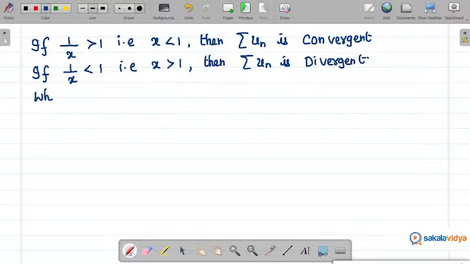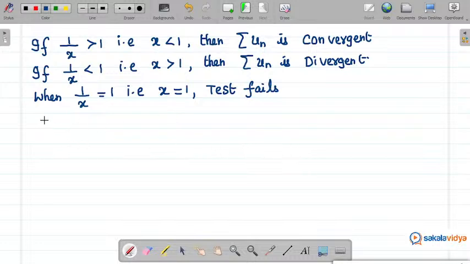When 1 by x is equal to 1, that is x is equal to 1 by cross multiplication. Test fails. When test fails, it may converge or diverge. That we need to test. Now again we need to go for geometric test or comparison test, otherwise we need to go for comparison test itself only in most of the cases.